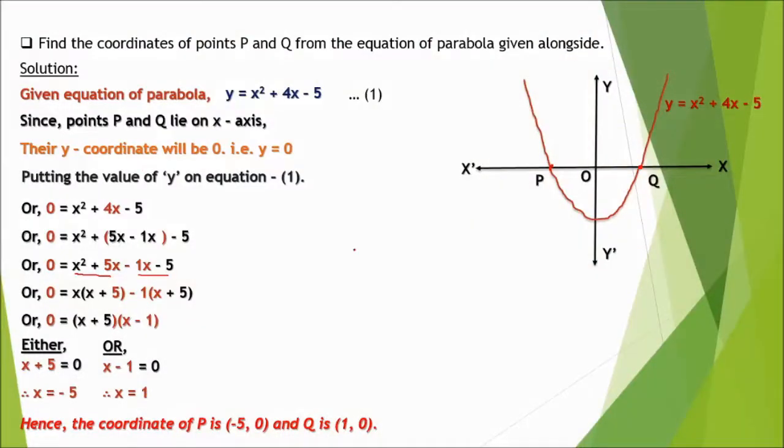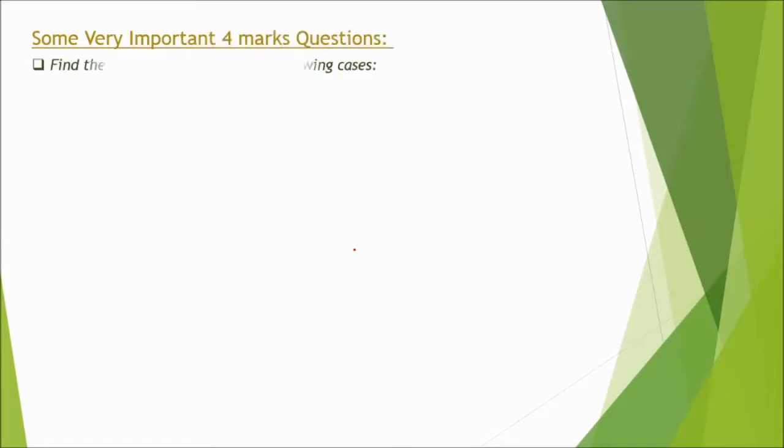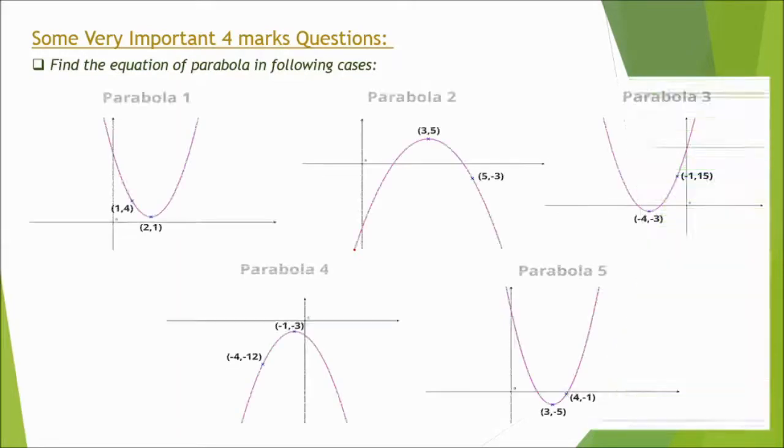Okay, now let's move to another slide. Some very important 4 marks questions. Now find the equation of the parabola in the following cases. You can see the figure here. There are a total of 6 figures, and in each and every figure there is a vertex.